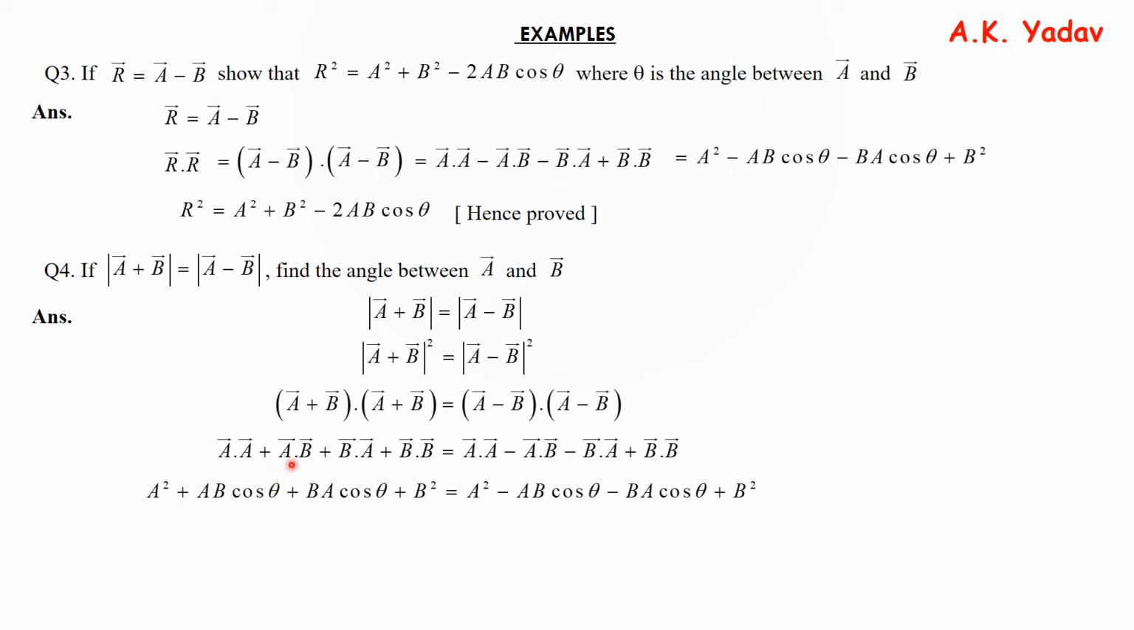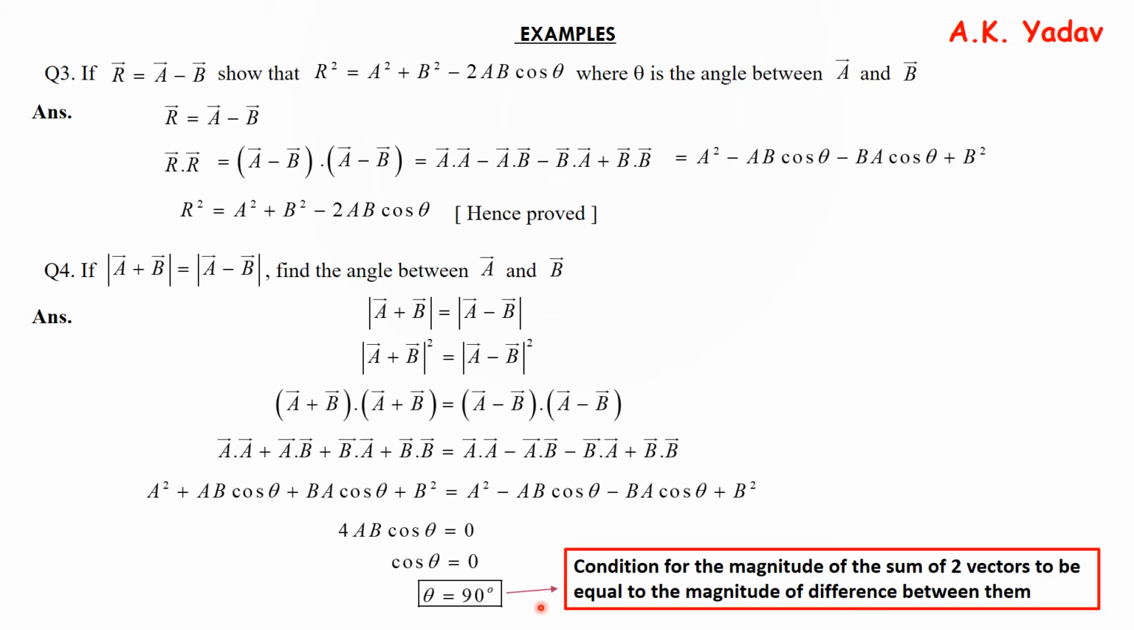A dot a is a square, a dot b is ab cos theta, b dot a is ba cos theta, b dot b is b square. Similarly, here we get a square minus ab cos theta minus ba cos theta plus b square. Now a square and b square cancel out on both sides, and this minus ab cos theta and minus ba cos theta goes to that side. When we total it, it is 4ab cos theta is equal to 0, or cos theta is equal to 0. That means theta is equal to 90 degree. This is the condition for the magnitude of the sum of two vectors to be equal to the magnitude of the difference between them.